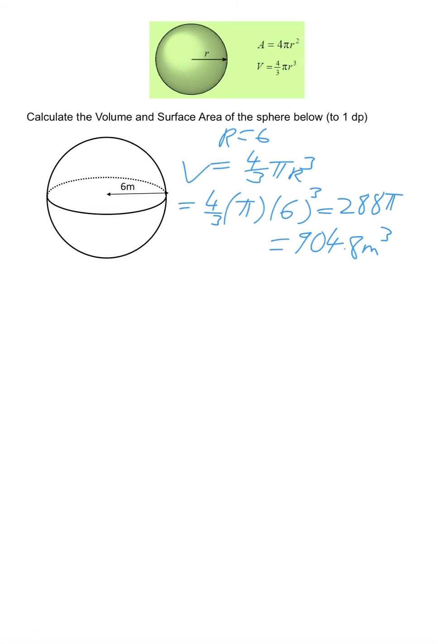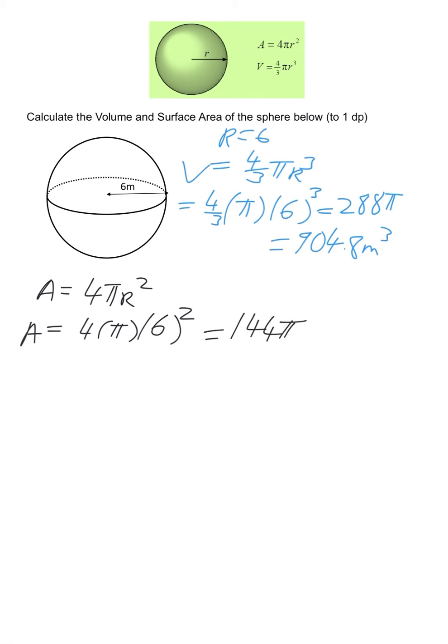Okay, for surface area now, so area is equal to 4 times pi times radius squared. So area is going to be 4 times pi times 6 squared, and that is equal to 144 pi, which then will equal 452.4 meters squared for the surface area of the sphere. Okay, last one.